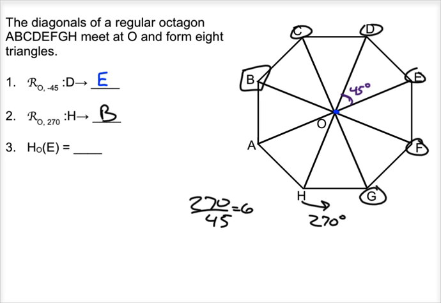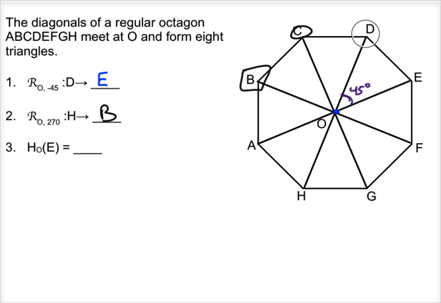Number 3, I do a half turn where O is my center, and I'm going from E. So the half turns are the nice ones, I think. If I do a half turn, I'm going from E, and I'm just going halfway around. And I should end up at A.